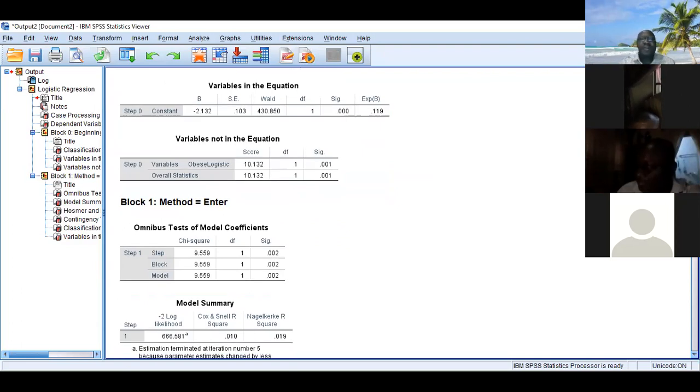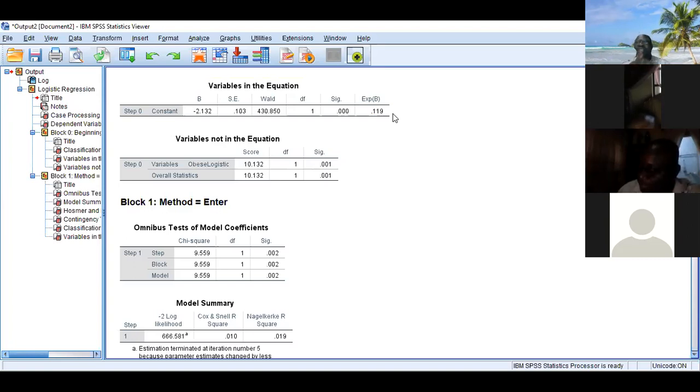So you said the exponential of B is the odds ratio? Yes, that's the odds ratio. The exponential is the antilog of B. If you take the antilog of this value, it gives you 0.119. That is the odds ratio. The odds ratio is the antilog of B, the regression coefficient.